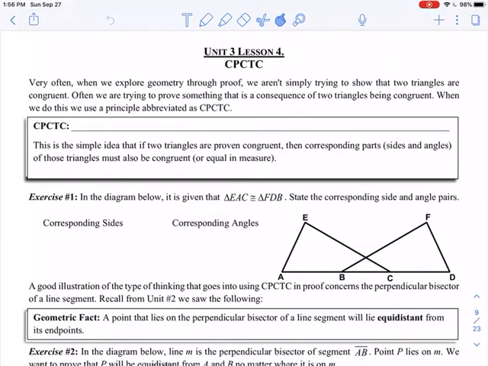Hi GeoH. Today we're doing Unit 3, Lesson 4, and we're doing something called CPCTC.